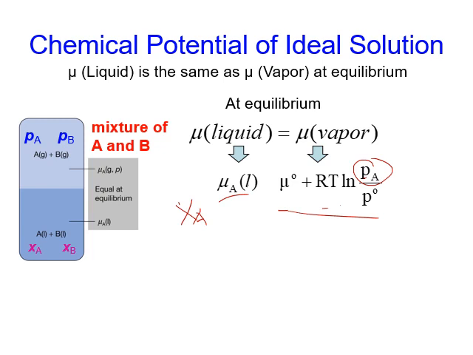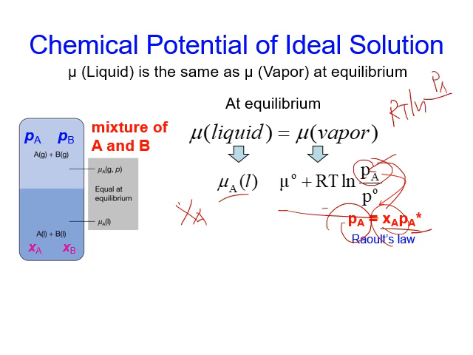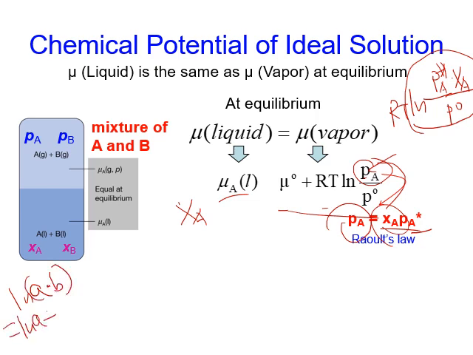And this is when we are going to use Raoult's law. Raoult's law says the partial pressure in the gas phase is related to the mole fraction in the liquid phase times its own vapor pressure when it's pure. So we replace the partial pressure by this product, so we have RT ln of PA when it's pure times mole fraction, divided by 1 bar. Now the natural log of a product can be separated. For example, if you have ln of A times B, you can write it as ln A plus ln B.